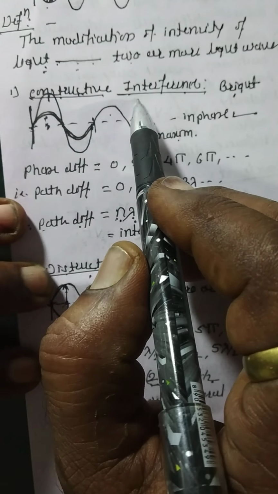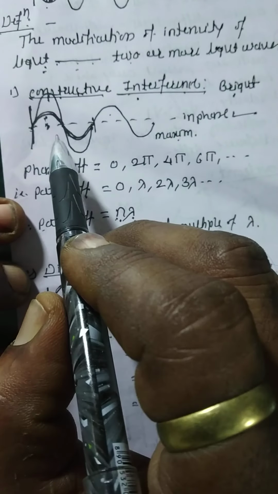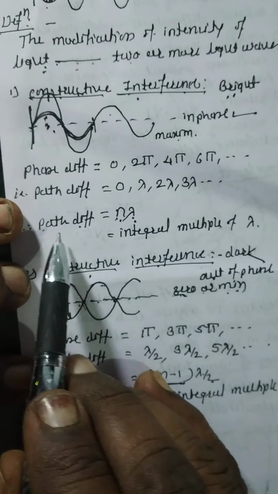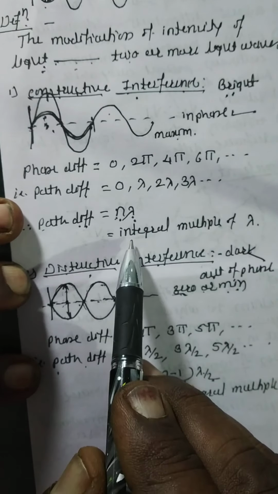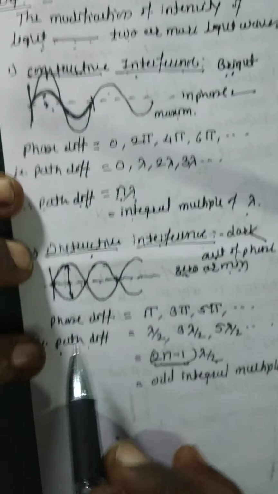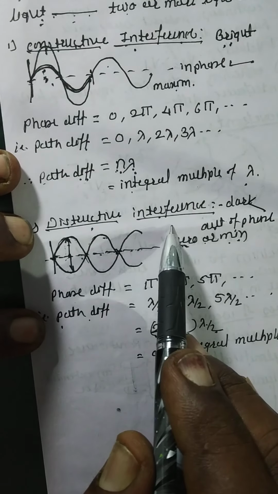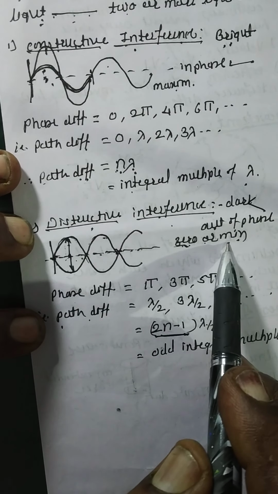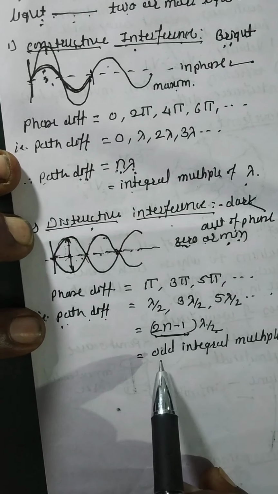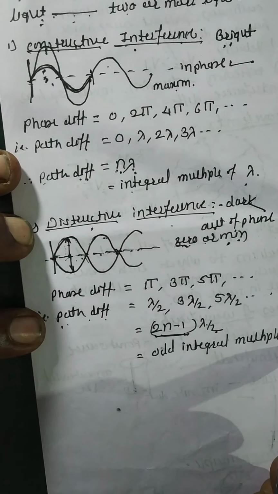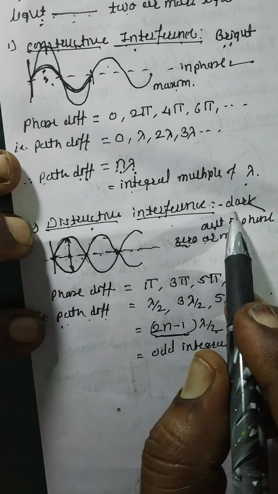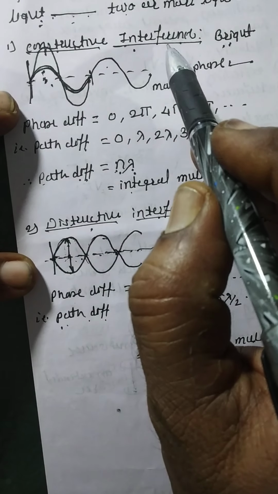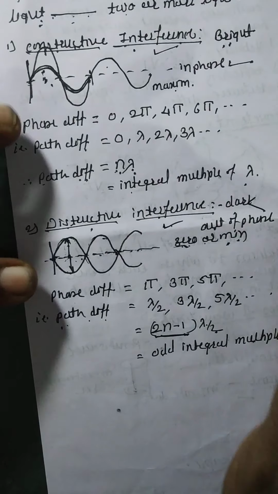For constructive interference, the resultant intensity is maximum and the corresponding point is bright. The path difference between two arriving waves is an integral multiple of wavelength. For destructive interference, the resultant intensity is minimum or 0, and the path difference is an odd integral multiple of half the wavelength lambda, then the corresponding point is dark. Thus, there are two types of interference: constructive interference and destructive interference.